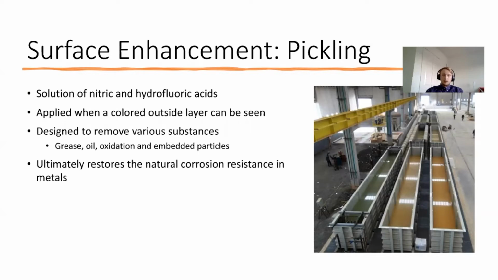This process can be applied when a colored outside layer can be seen on an object. The overall scope of this process is it's designed to remove various substances. Some examples of that would be removal of grease, oil, oxidation, and embedded particles that may have got in, unfortunately, through handling. Ultimately, pickling restores a natural corrosion resistance in metals.